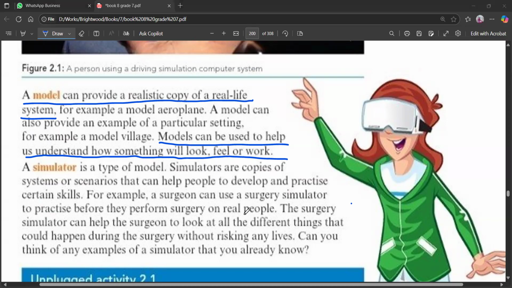That's mainly about models. It can be used to help us understand how something will look, feel, or work. It provides a realistic copy of a real-life system. Write them, okay? Underline part, please write.